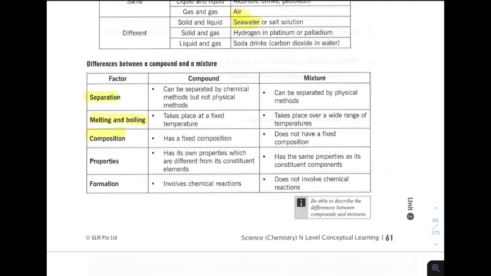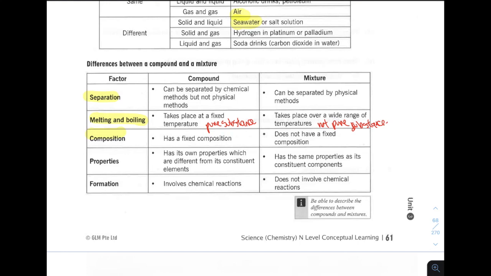Composition is basically that we can see the atoms are of the same fixed ratio in a compound, whereas for a mixture they do not, they vary. Melting point: compounds are meant to be pure substances, and therefore they have a fixed boiling point or melting point, as compared to mixtures which are not pure substances. And not being pure substances, they have a varied melting point.